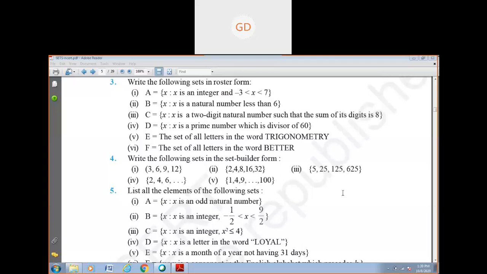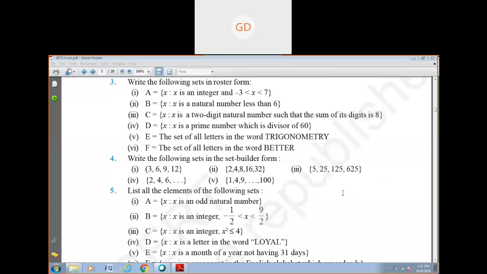Since it is infinite, up to infinity, we cannot write all the odd natural numbers within second bracket. So just after writing 5, you use dots. Three dots are required to represent up to infinity. So x is an odd natural number. That means within second bracket we write 1, comma 3, comma 5, comma, dot dot dot, that is up to infinity. All natural odd numbers.